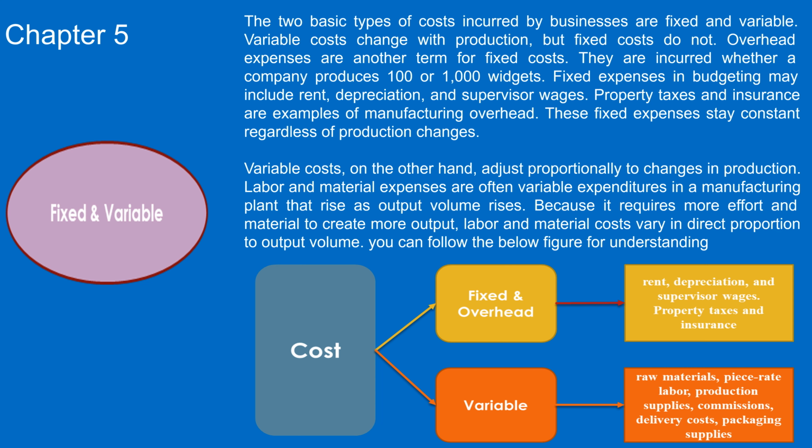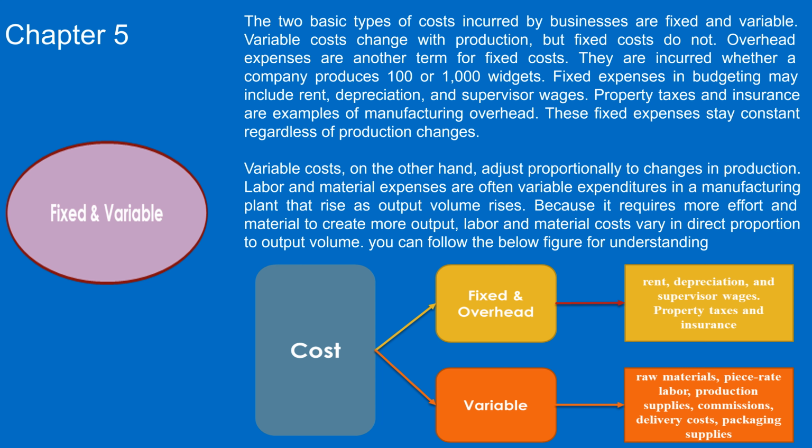Fixed expenses in budgeting may include rent, depreciation, and supervisor wages. Property taxes and insurance are examples of manufacturing overhead. These fixed expenses stay constant regardless of production changes.